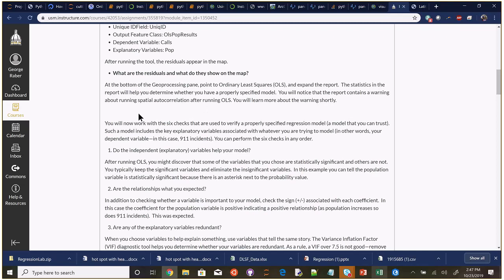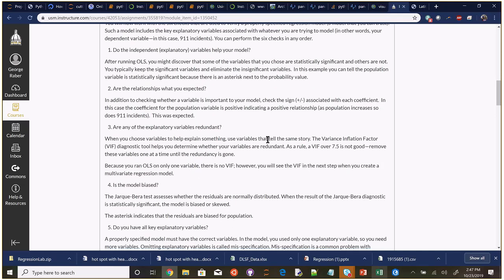Now you will work with the 6 checks that are used to verify or specify a regression model, a model that you trust. You can perform the 6 checks in any order. So we already did most of these. Let's see if I did them all.